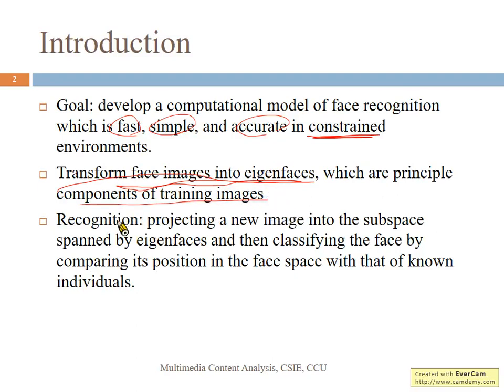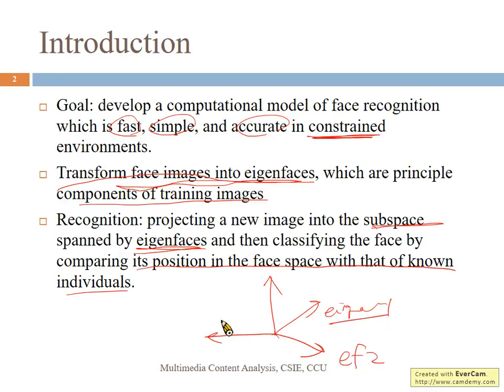So the so-called eigenfaces are actually principal components of training images. Then they project a new image into the subspace spanned by the eigenfaces, and classify the face by comparing its position in the face space with that of known individuals. So the idea is we will construct a feature space, and this feature space is spanned by the eigenfaces. If you have taken linear algebra before, a space can be spanned by basis vectors. In this case, the basis vectors are eigenface number one, eigenface number two, and so on. And the spanned space is called the face space. After that, we can project each face image into this space. For example, this one, this one, this one.